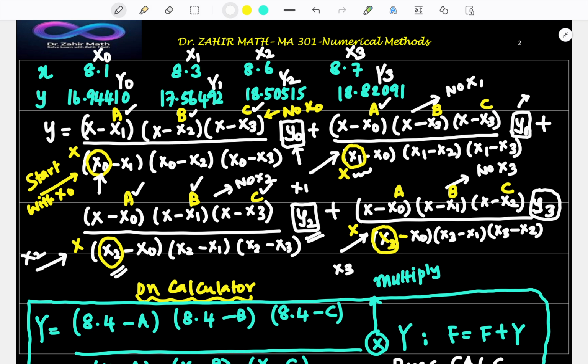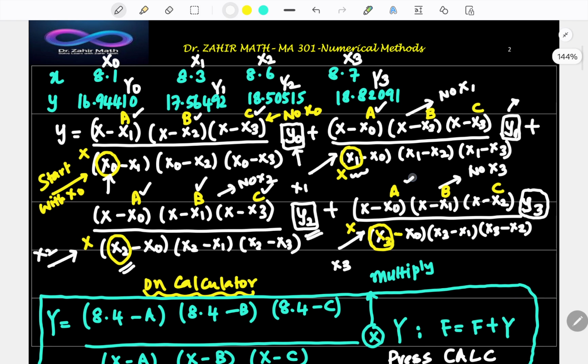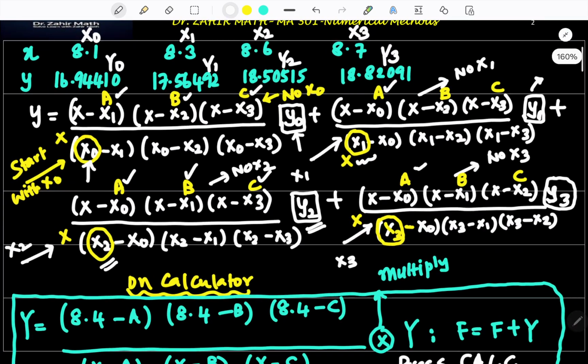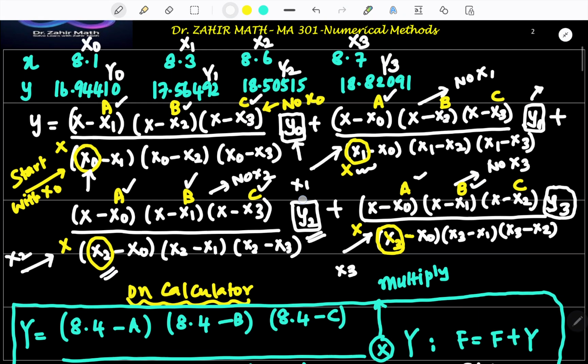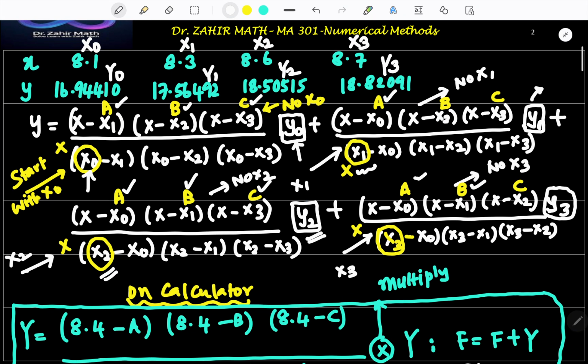Again press equal. It will ask A. So what is your A? Your A is X0. What is your X0? 8.1. Press equal. What is your B? Your B is X1. X1 is what? 8.3. Press equal. And what is your C? X2, which is 8.6. Press equal.